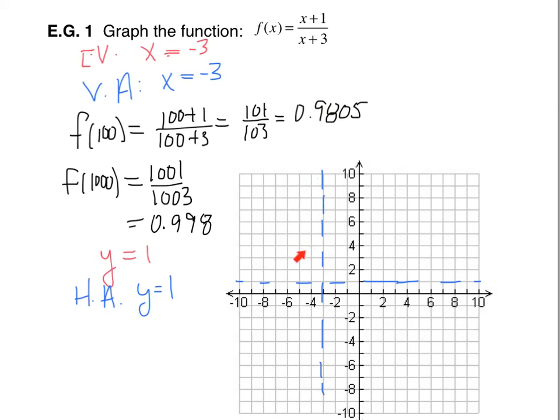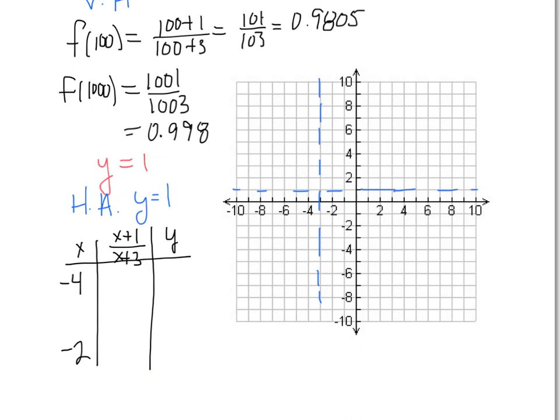We need to now figure out where the actual function is sitting. Is it sitting above or below? This is the step where we make a small table and pick an x on this side of the vertical line and a different x on this side and plug them into our function. You can pick any values you want. I'm going to pick negative 4 for my table and negative 2, and I'm going to plug those in and find what the y values are going to be, and that's going to tell me the point on the graph where the function is going to cross.